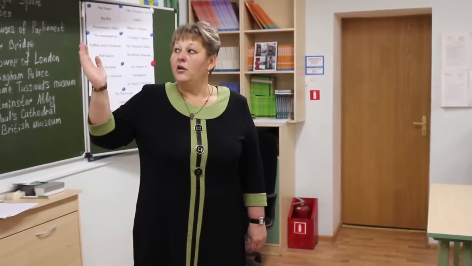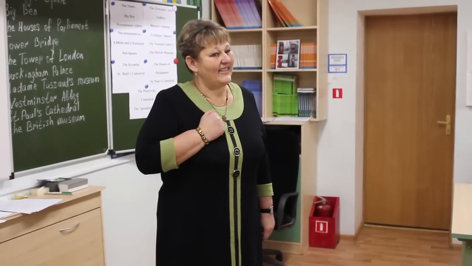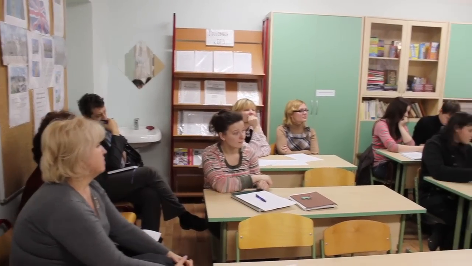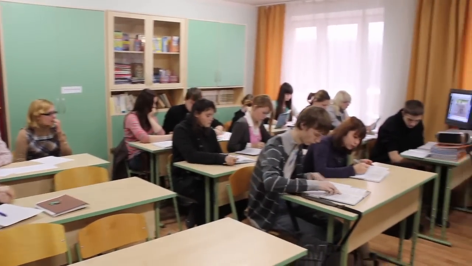And now, look at the screen. These are pictures of some places of interest. Your task is to guess what place of interest it is and to say a few words about it, to describe it. Let's begin. What place is it? It's Trafalgar Square. Say a few words. It's the central square of London. Nelson's Column is in it. This square was named after Admiral Nelson to commemorate his victory at the battle in 1805.